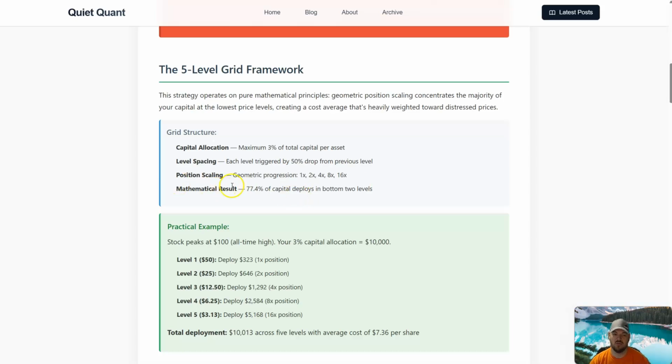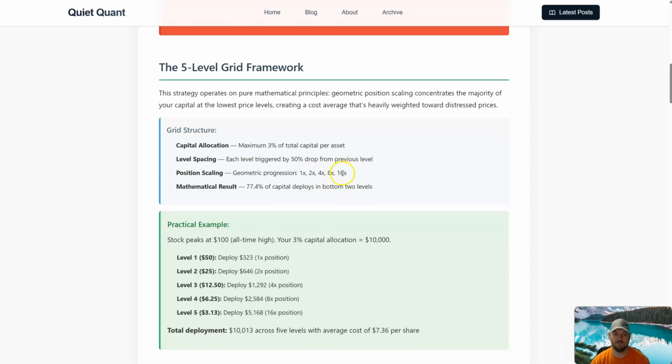And then mathematical result, 77.4% of capital is deployed in the bottom 2 levels. And that's extremely important, and you'll see why in a moment.